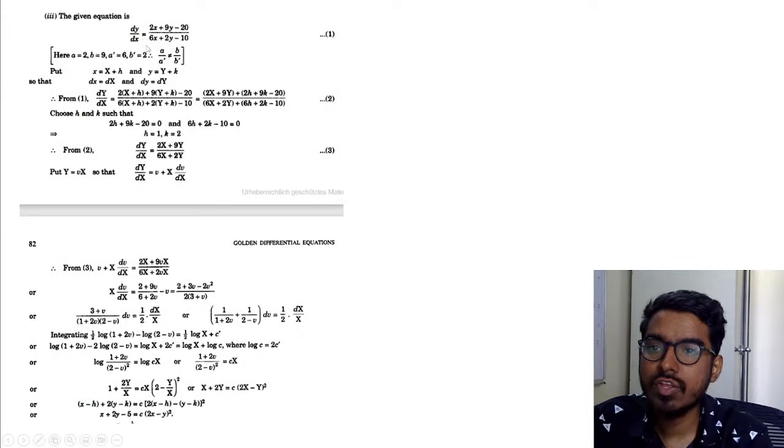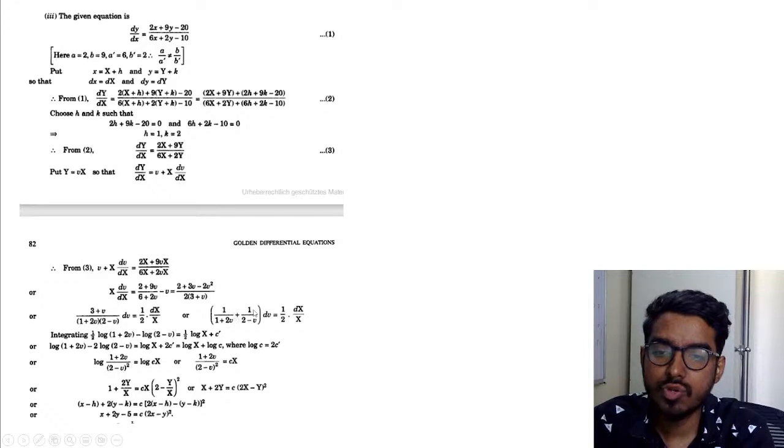Right? You just have to solve dy/dx where a/a' is not equal to b/b'. Solve for h and k, getting h equal to 1, k equal to 2. And again, you are getting this to be a partial fraction. So do partial fractions A/(1 + 2v) plus B/(2 minus v). You will get A and B equal to 1. And integrate, you'll get the answer.